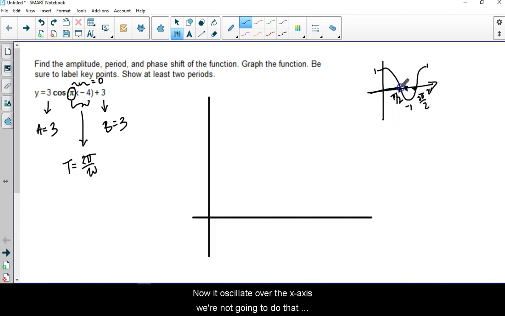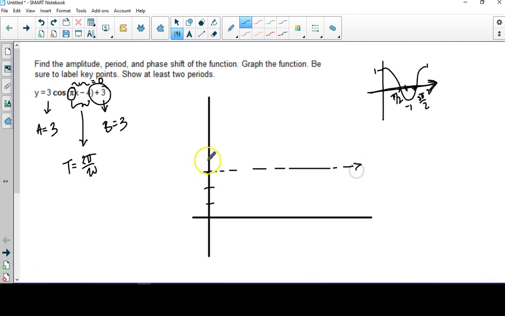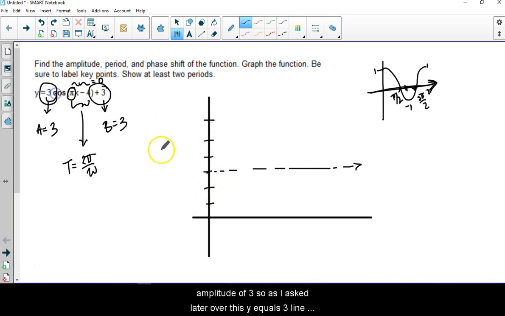Now, it oscillates over the x-axis. We're not going to do that here. We're going to oscillate over the y equals 3 line. So I'm going to say 1, 2, 3, 4, 5, 6. And I chose 3 on each side because I have an amplitude of 3. So as I oscillate over this y equals 3 line, I'm going to hit a maximum of 6 and a minimum of 0.